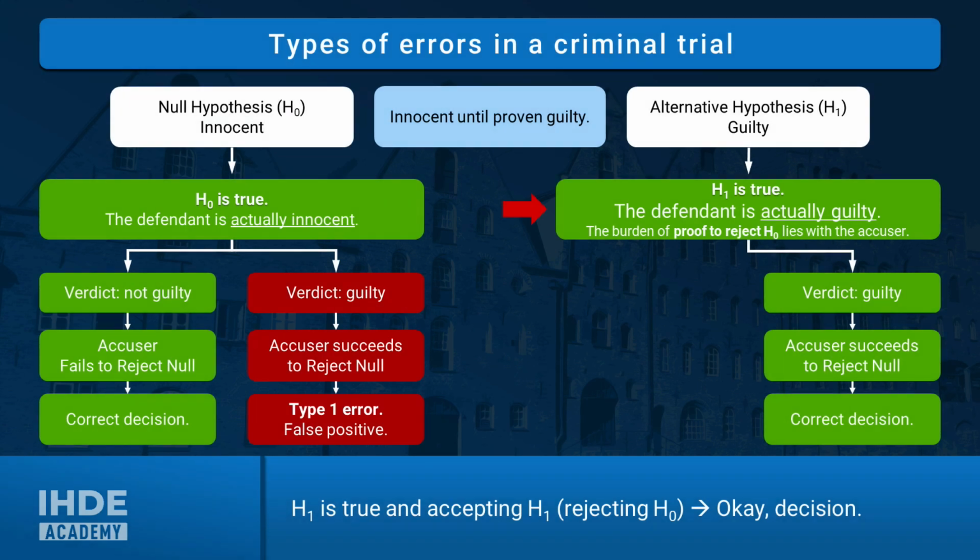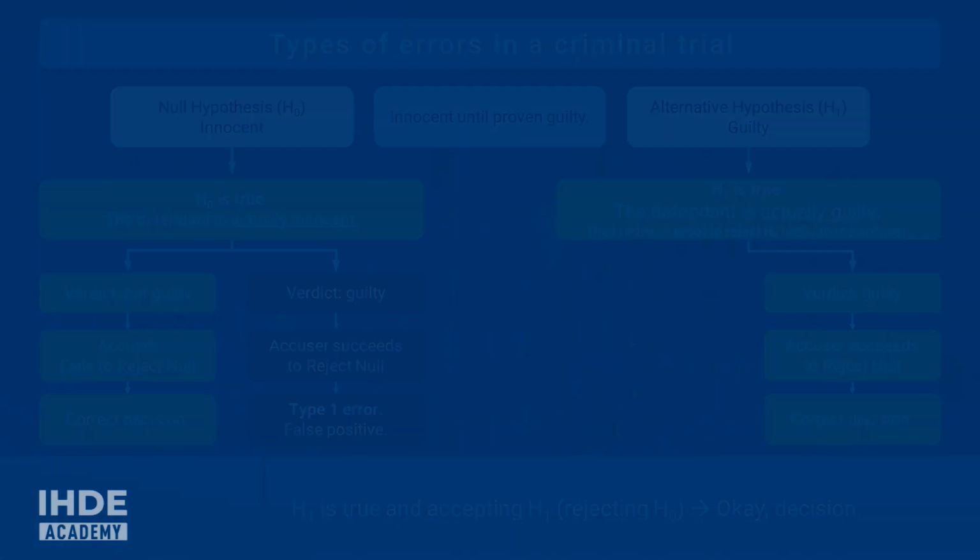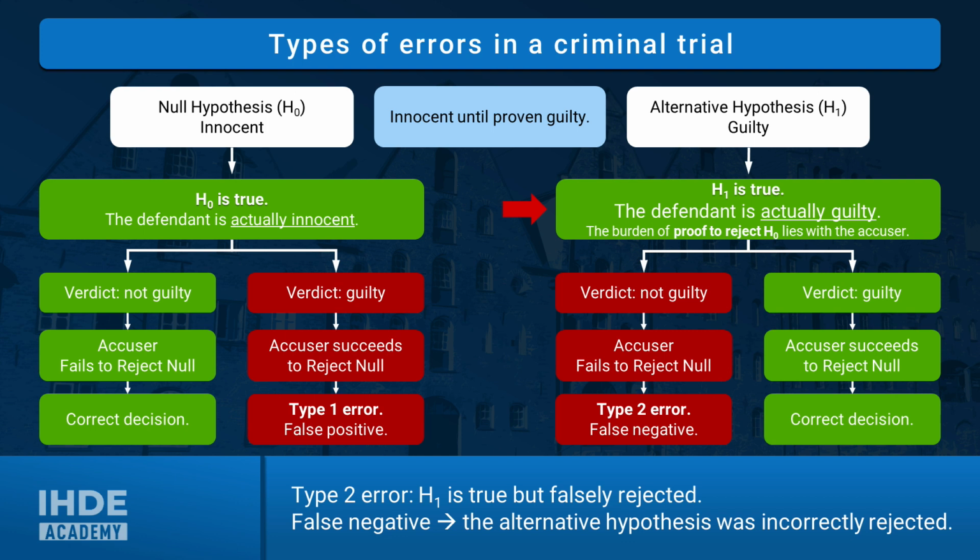If the defendant is indeed guilty and the verdict is guilty, then the null hypothesis has been correctly rejected and the correct verdict has been reached. But also in this case, a mistake can happen. If the defendant is guilty but wrongly acquitted, we speak of a type 2 error. The alternative hypothesis was wrongly rejected.